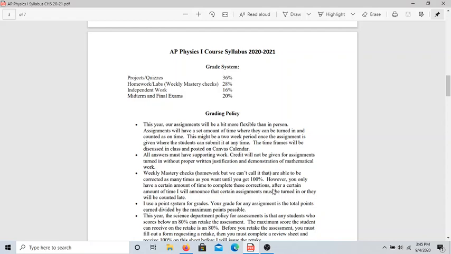Homework and labs, I'm not allowed to call them that anymore, but that's what they are. We're going to call them weekly mastery checks. Those are going to be 28% of your grade. Independent work, 16%. I don't know what that'll look like. We'll figure it out. At the end of the day, you do your homework, you ask questions, you do your labs, you make some mistakes, you try some stuff out, you're going to be doing fine.